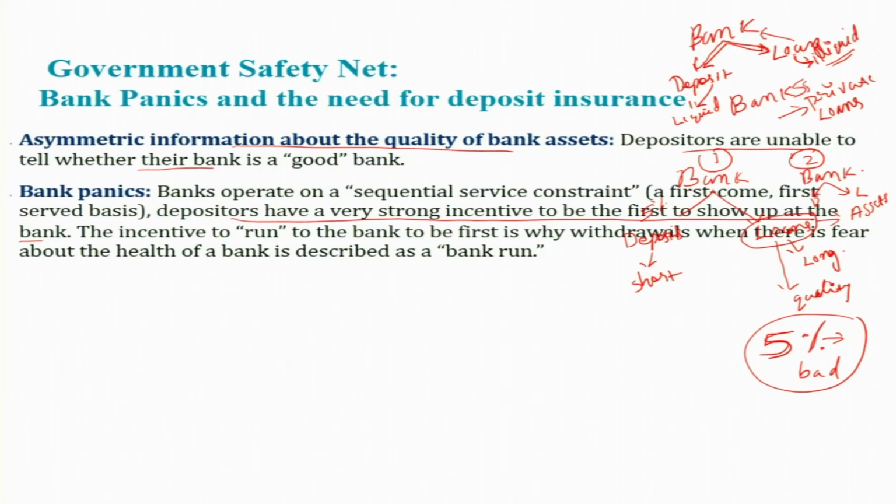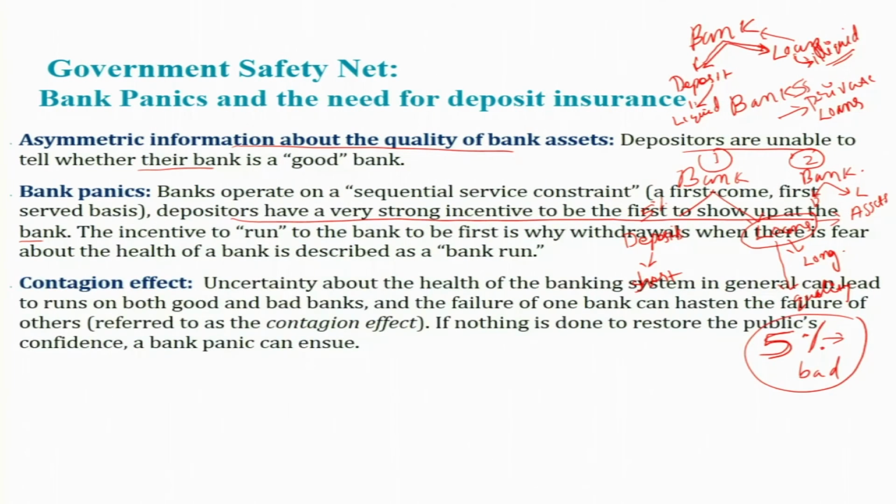So because of this fear, the bank panic, people will all be approaching the bank, running to the bank. So there won't be enough money. There will be some vault cash, and there will be some reserve with the central bank, and some loans will be coming back. So that's all right.